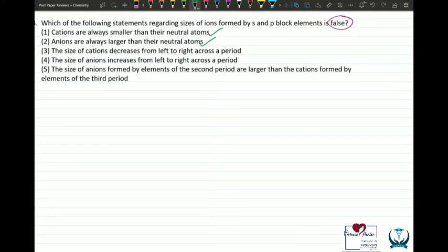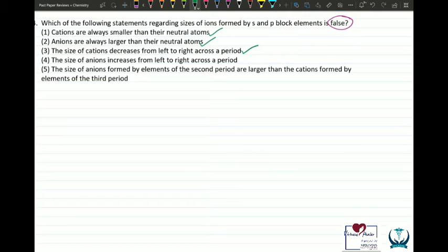The size of cations decreases from left to right across a period. This is similar to how the size of atoms decreases along the period, because the more electrons you release, the smaller the ionic radii get. Fourth one, the size of anions increases from left to right. This is false. As for anions, they have gained more electrons as they move from left to right. Therefore, the radius will be larger.